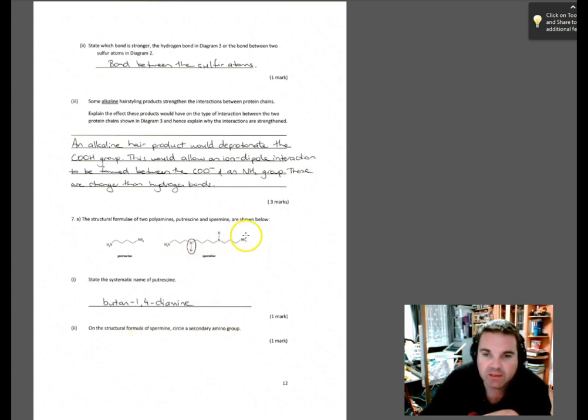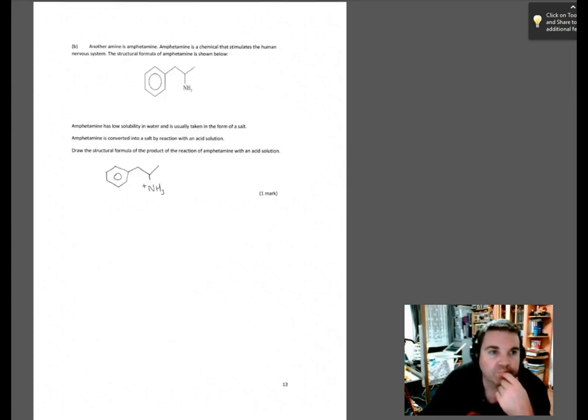On the structural formula, circle a secondary amino group. So these two on the end are primary groups. This one and this one are both secondary. Notice that you don't go through any of the kinks in the line. You have to be very careful and clear with your circling, otherwise they will deduct a mark.